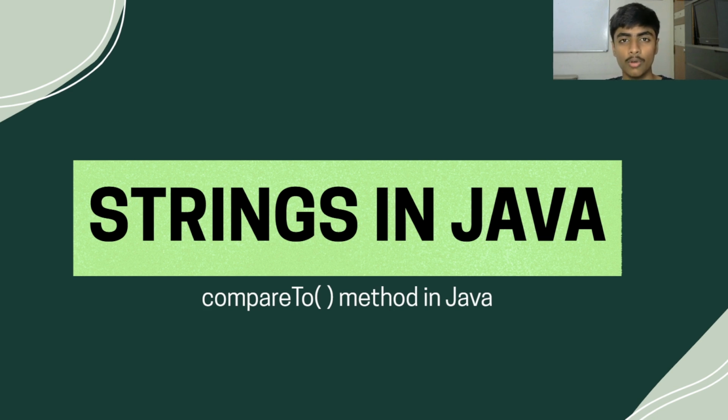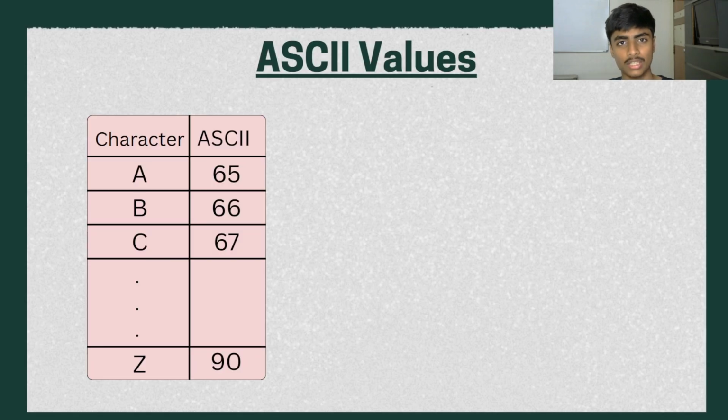In this video, we're going to be learning about the compareTo method in Java. Now we say that the compareTo method compares two different strings lexicographically. This term might not make too much sense to you now, but by the end of this video, you'll understand what it means. Now before we try to understand why the compareTo method is important or what it does, we're going to first learn about something called ASCII values.